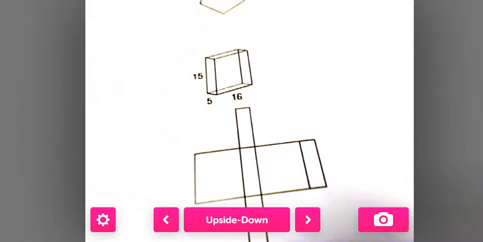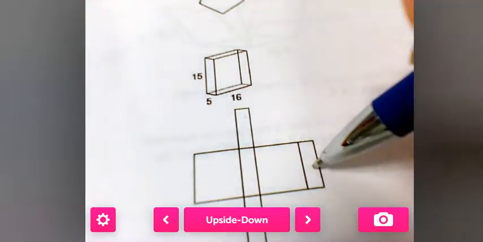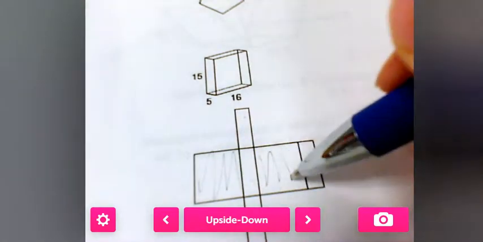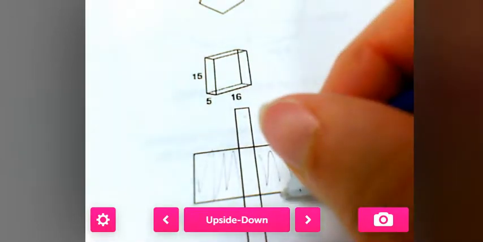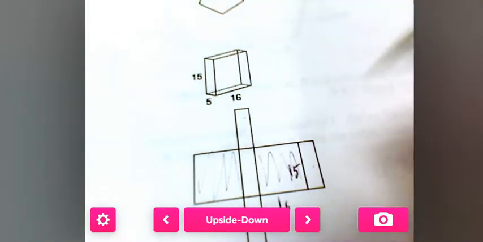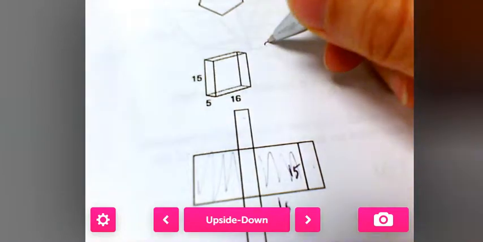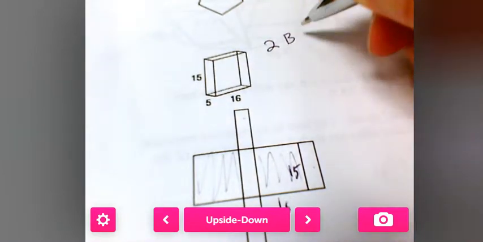Okay? So bases, there should be 2 of them that are completely equal, at least 2 that are equal. See, these 3 or 4 are equal, but we're going to look at these 2 and make them our bases. They are 16 by 15. So the first thing, remember we're using 2 times the area of the base plus the perimeter times the height.